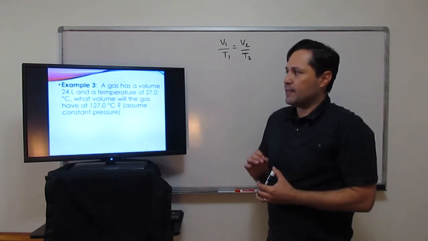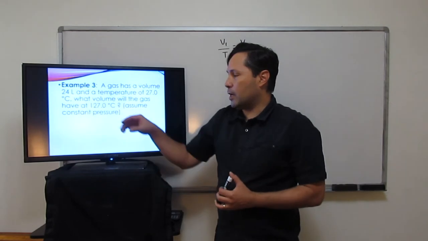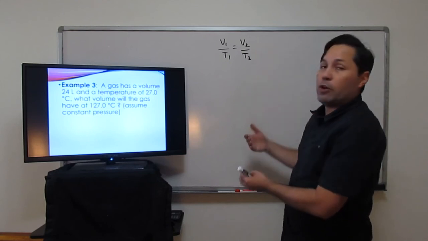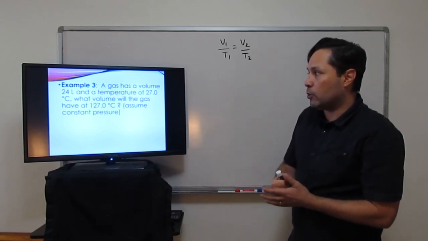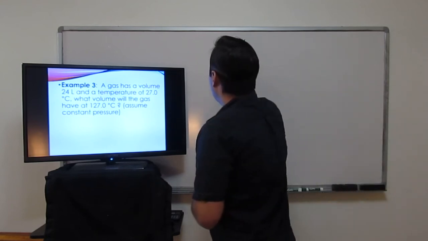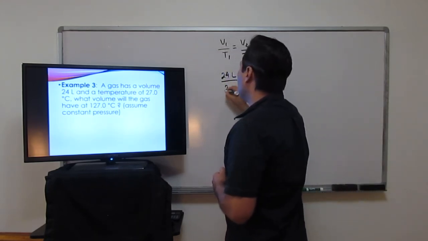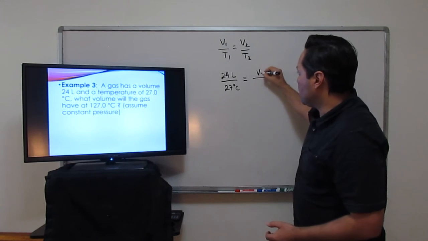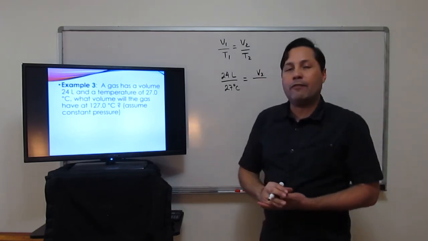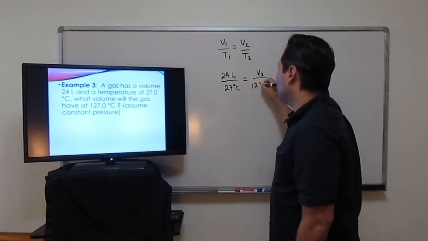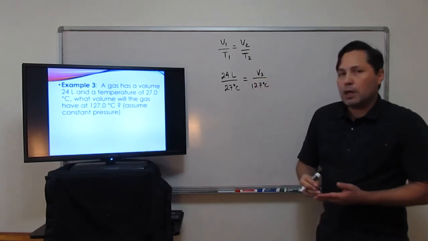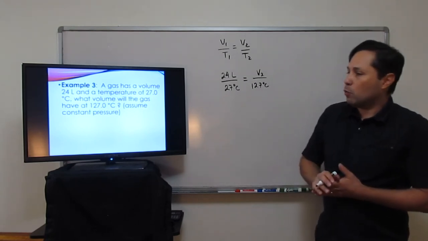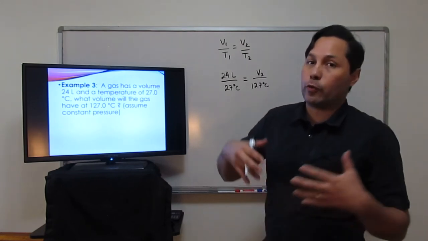First of all, look at the sentence structure. The first sentence up to the comma will give you the information you need for the before. The V1, T1 are your before. The V2, T2 are the after. So it says a gas has a volume of 24 liters at 27 degrees Celsius. Then they ask, what volume, so I'm just going to put the symbol for it because we don't have it, will the gas have at 127 degrees Celsius? So that will be your setup. The initial temperature was 27, the new temperature was 127. They want to know what happens to this gas. Will it become bigger? Yes, we're increasing the temperature, so therefore the gas will increase.